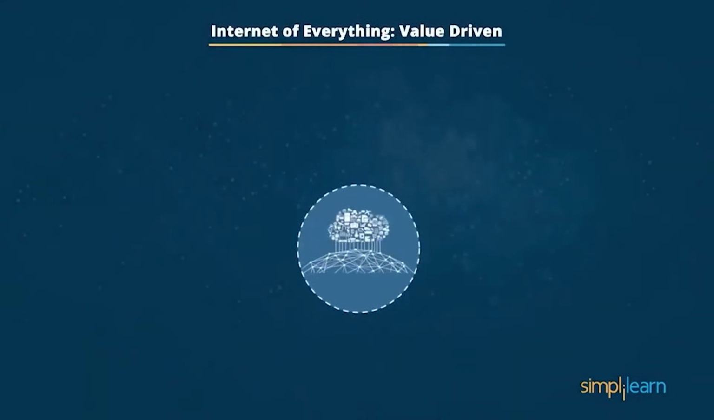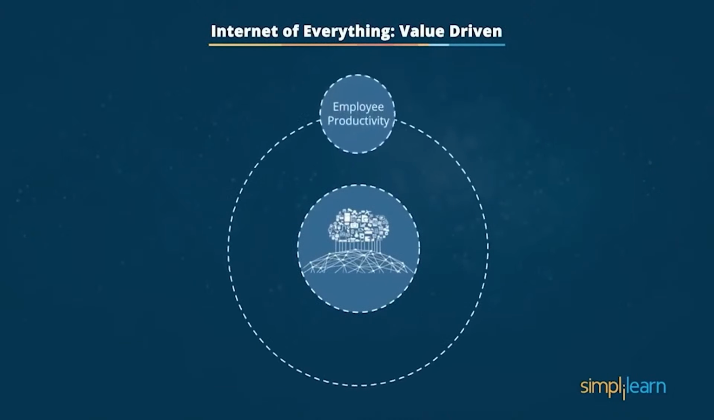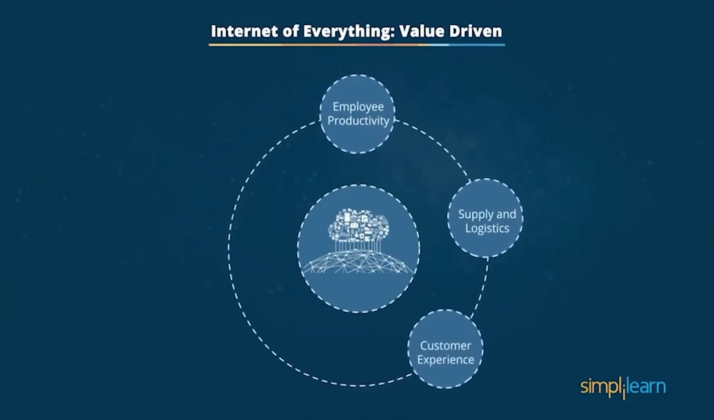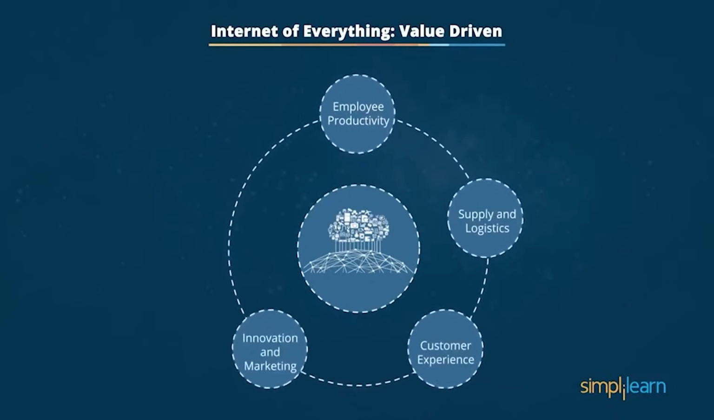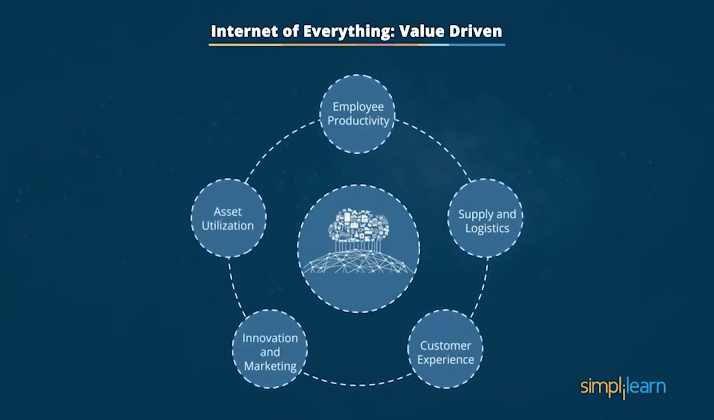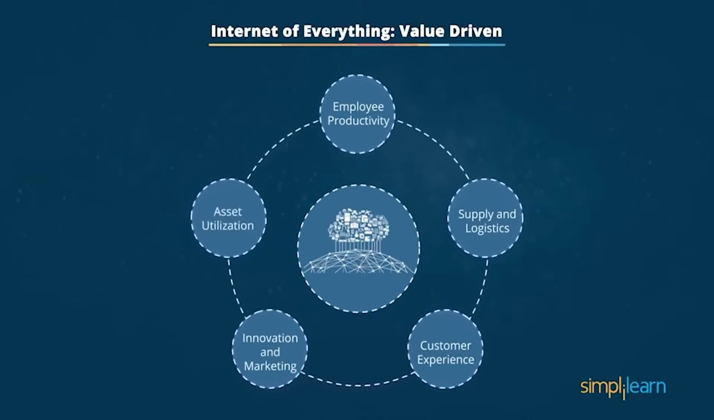There are many value drivers to help the Internet of Everything. The key drivers are employee productivity, supply and logistics, customer experiences, innovation and time to market, and asset utilization. All the factors are tightly linked to generate new revenue gains for any enterprise.